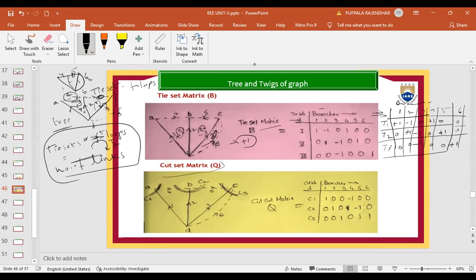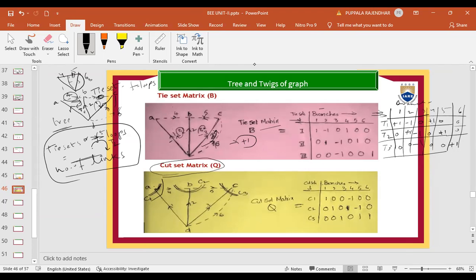Next, cut set. What is a cut set? It should have a minimum of one tree branch and the remaining all links, and it should cut at any particular node. Now we are considering node A. At node A, it cuts this twig, one twig, and this is the link. So this is one cut set.